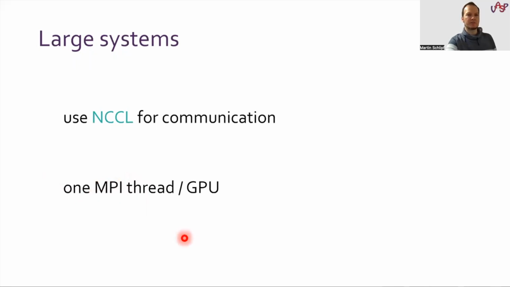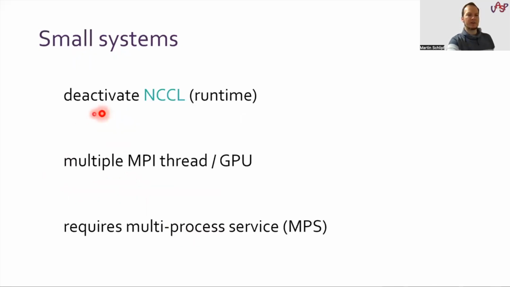For smaller systems, you can deactivate NCCL. The advantage is that you can even deactivate this at runtime, so you can have one compilation of your code, and then depending on the system size, you either deactivate it or not. If you deactivate it, you can then run multiple MPI processes per single GPU and parallelize over these MPI processes. Note that this requires that you compile with the multi-process service, which is also part of the NVIDIA performance library.